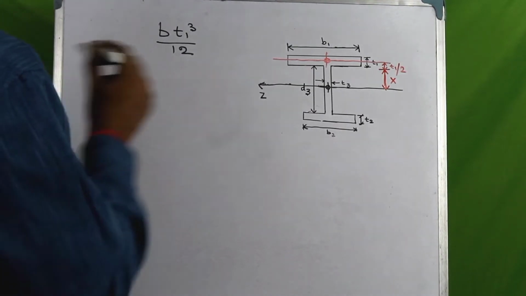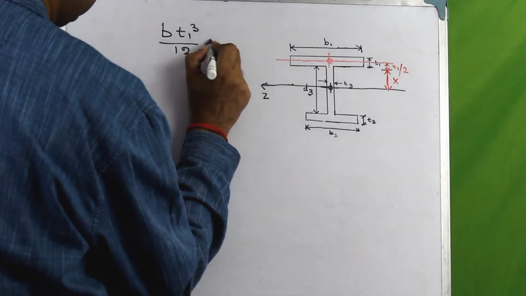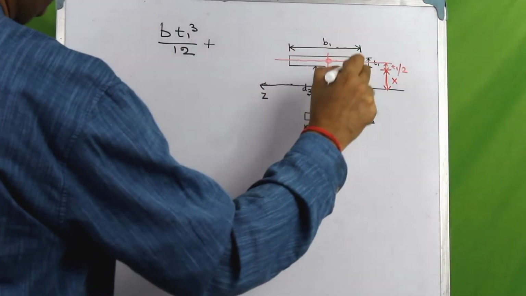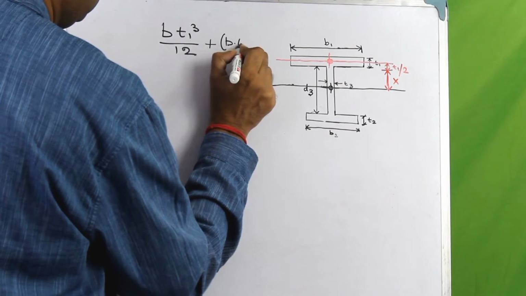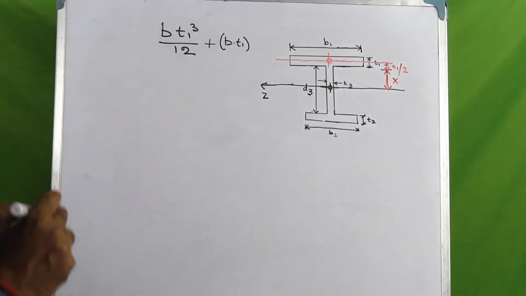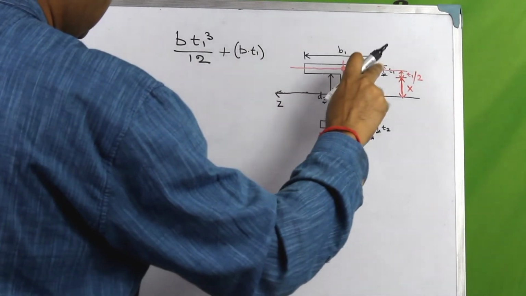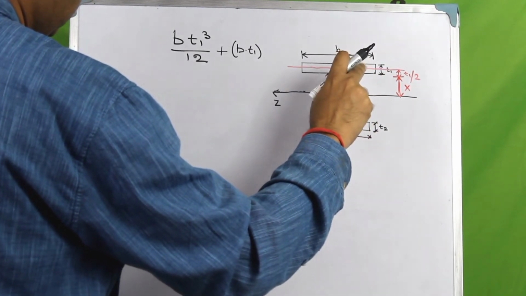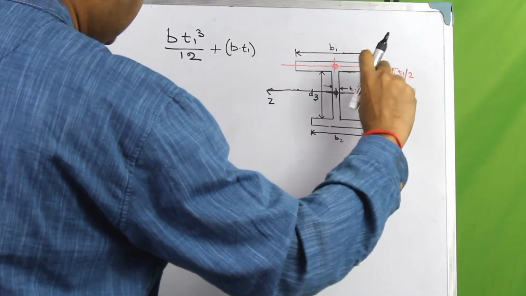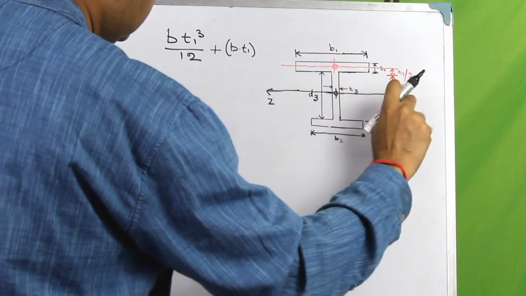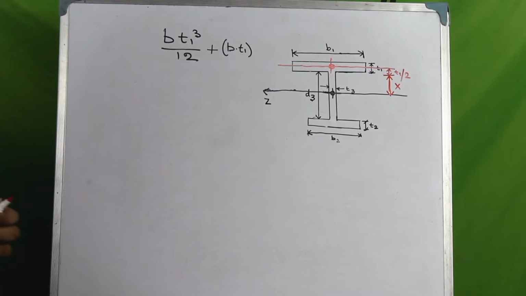the moment of inertia about the centroidal axis, which is b t1 cube by 12, plus the area of the top flange, which would be b into t1, and the distance of the centroidal axis of the top flange to the centroidal axis of the whole cross section, which will be then, let me rewrite this.